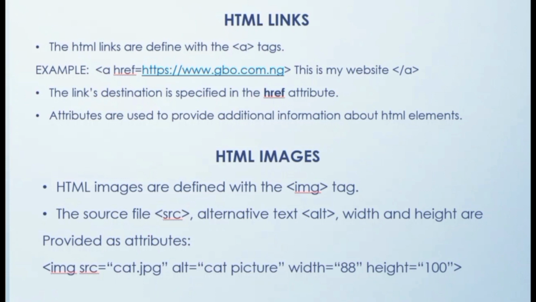For example, we have a href with this website, and this content here will be displayed on the web page. This is my website. So when you click on this is my website, it will take you directly to the website written here. This a href will not be displayed on the web page, but rather the content inside the tag. And this href, what does it mean? It is the link destination. The link destination is specified using this href attribute. Attributes are used to provide additional information about HTML elements.